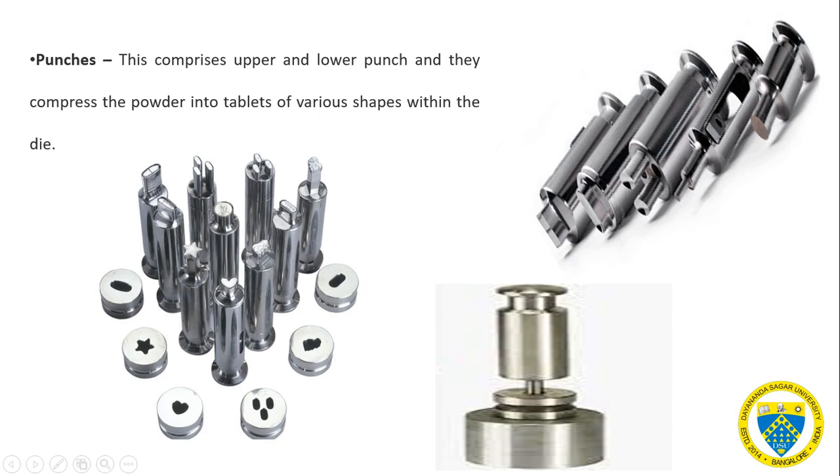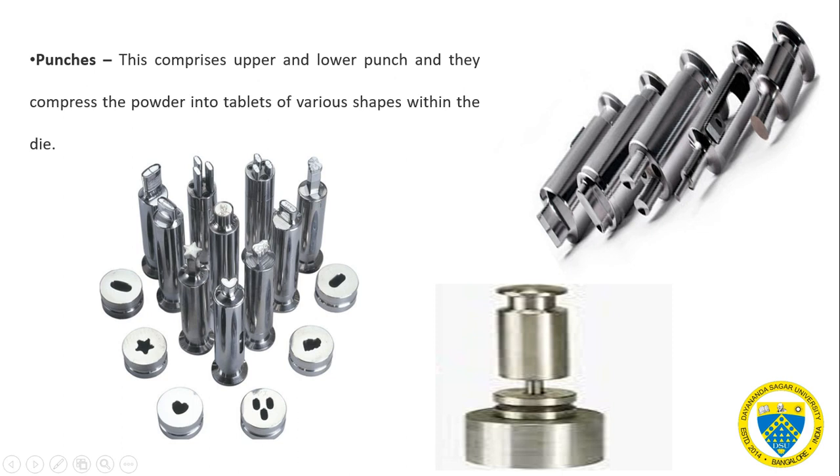And then we have the punches, the upper punch and the lower punch. The upper punch and lower punch mainly give the shape to the tablets within the die. We always have to make sure that whatever shape is there on the upper punch and the lower punch, the same shape should be there within the die cavity. So the die cavity is acting as a mold here.